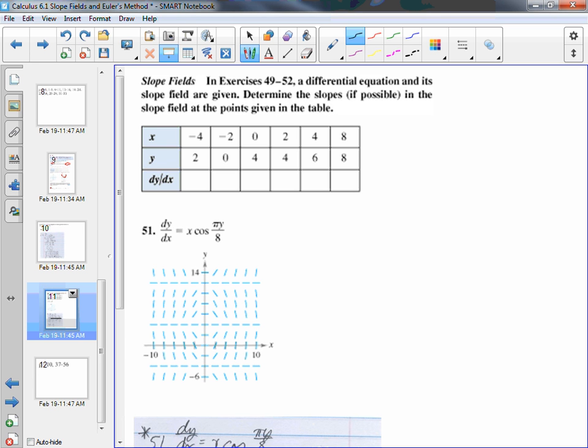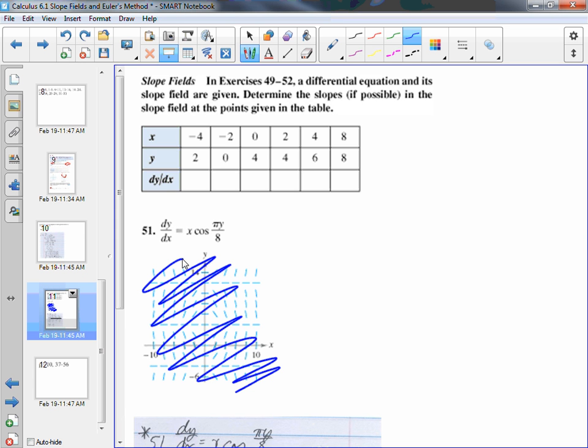All right, on this one, the directions say, in exercises 49 through 52, a differential equation and its slope field are given. Determine the slopes, if possible, in the slope field at the points given in the table. So I really wish they hadn't even given us that. We don't need that, okay? But what we have then is they've picked out the points for us that they want us to figure out what the derivative equals, okay?